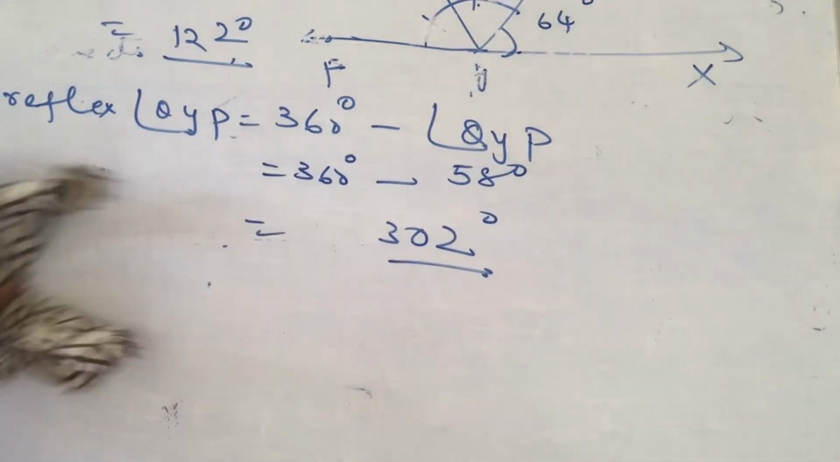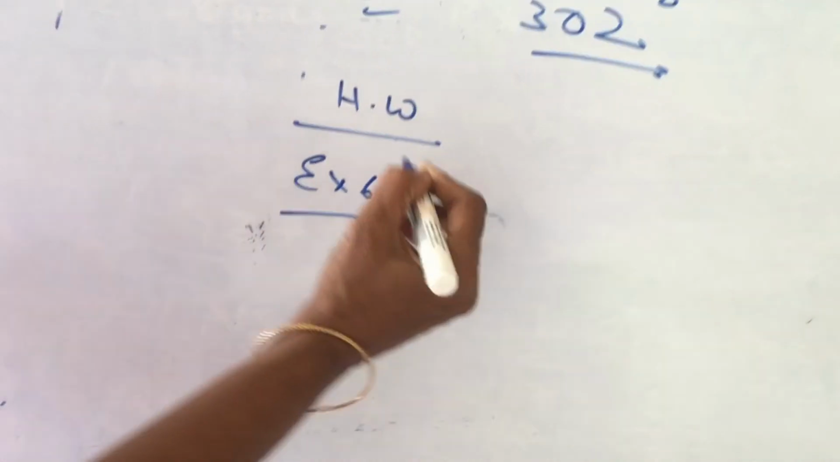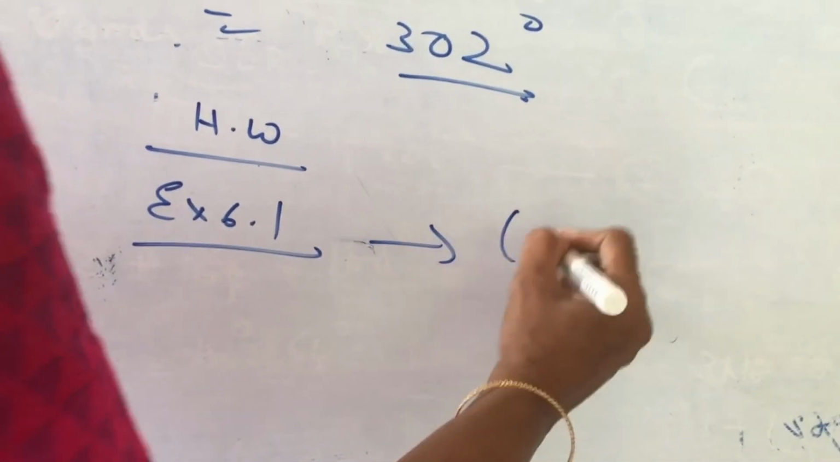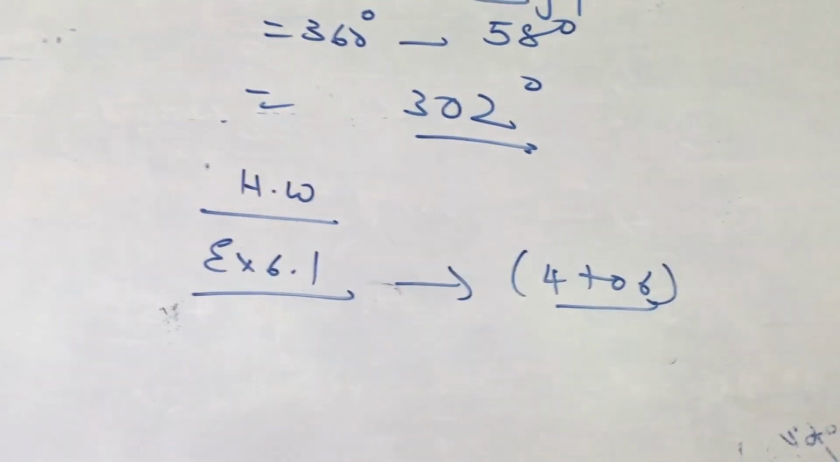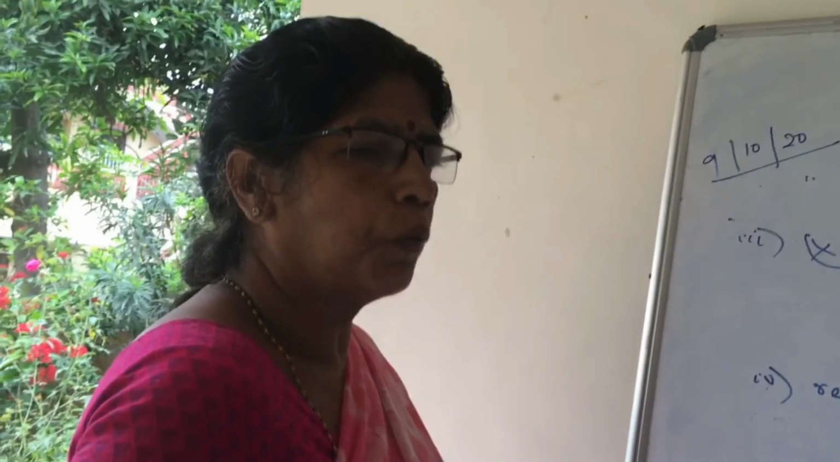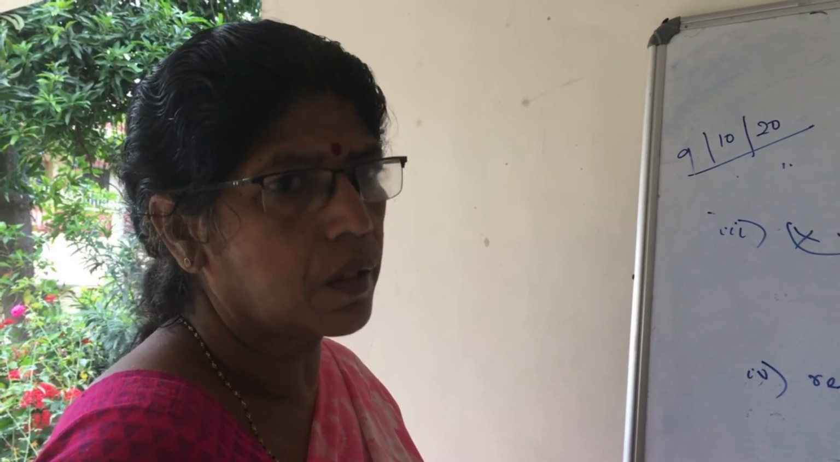Homework. Exercise 6.1. Homework is 4 to 6. All must do. And please request your parents to pay the fee, and all of you prepare for the periodic 2 very well. And this time it is online examination. It is not MCQ, girls. It is through practice only you can answer the paper. Online examination for 30 marks. Hope you understood. Request your parents to pay the fee.